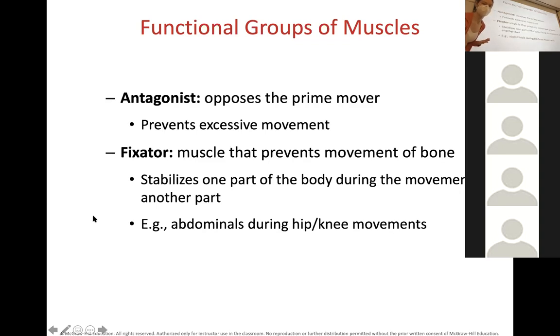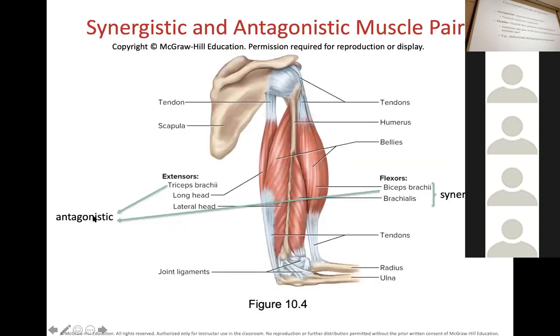Here is a diagram with the examples kind of pointed out, so you have something to relate those terms to. So if we're talking about, like I said, flexing the elbow, bringing the forearm up, the biceps brachii and the brachialis are both synergistic. They're both working together. Biceps brachii is probably going to be the prime mover, the agonist. And then you have the antagonist on the backside with the triceps brachii essentially doing the opposite.